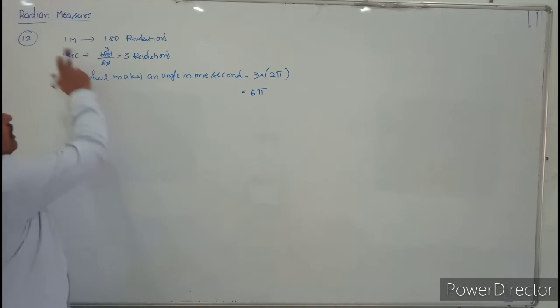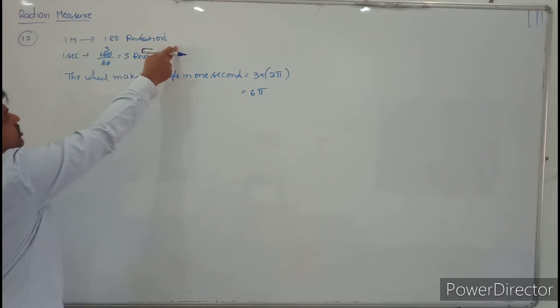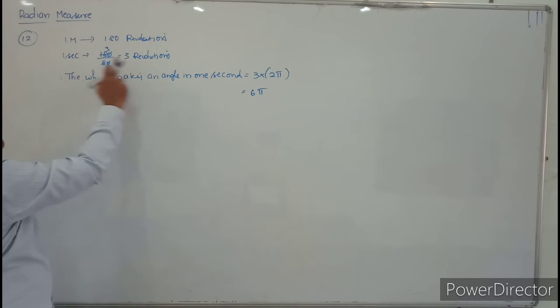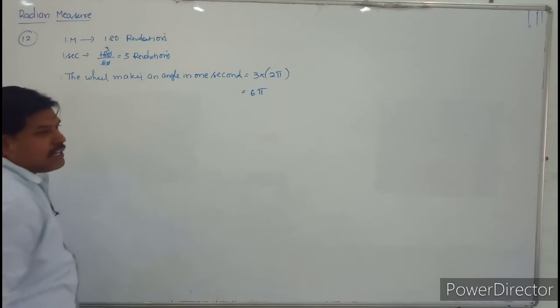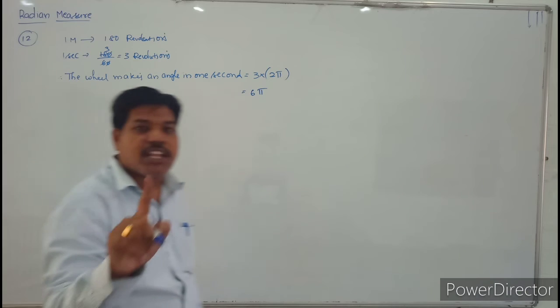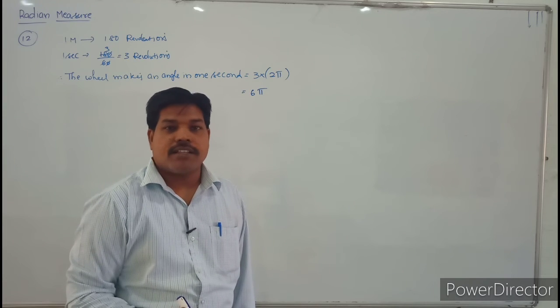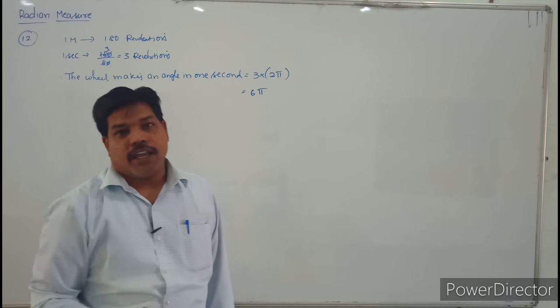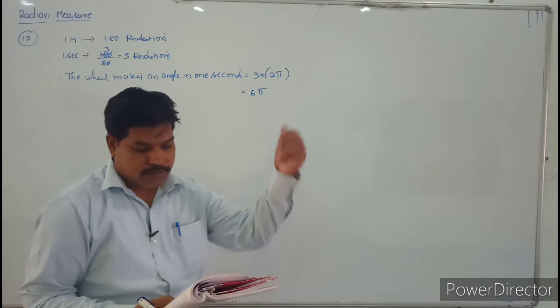Understand that? So see that one. In 1 minute the wheel makes 180 revolutions. In 1 second they will make 3 revolutions. Therefore the angle the wheel makes in 1 second: 1 revolution is 2 pi radians, so 3 revolutions in 1 second is 3 into 2 pi radians, that is nothing but 6 pi radians. So see that question, students.